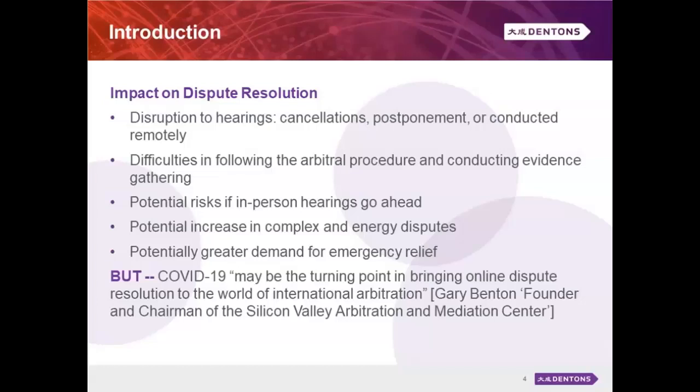One of the demands that we have seen in light of COVID-19 is a greater than usual demand for emergency relief. As many of you know, emergency relief is a temporary measure which aims to protect the parties in dispute against damage occurring during the course of the arbitration. So we have seen parties applying for that emergency relief. Frequently, it requires a demonstration of irreparable harm and certainly a requirement of urgency and proportionality.